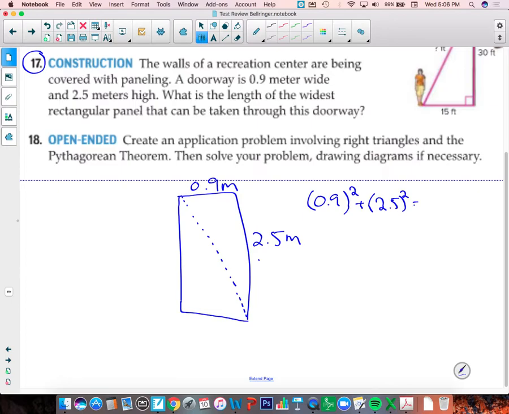2.5 squared, that's my b squared. We've got to figure out c squared. We don't know what it is. So you're going to have to use a calculator here, because decimals. I guess you could try to do it in your head.